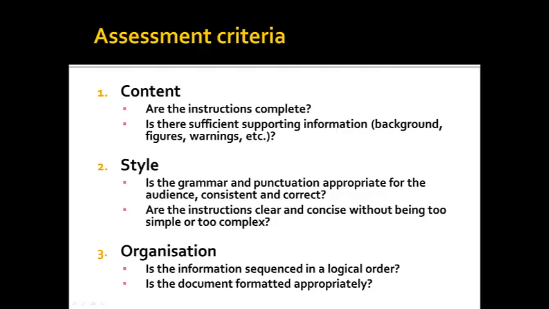And by supporting information, we mean things like background, figures, that they're appropriate, the warnings are right and sufficient, and so on. In terms of style, we're looking at grammar and punctuation and making sure that they're appropriate, the text is appropriate for the audience and that it's consistent and correct. And that's something that you can do with proofreading, go through and make sure that it flows really well. And we're looking to see that the instructions are clear and concise without being too simple or too complex. So by being too simple, you might miss some information, but by being too complex, readers just get confused. So we're looking to see that you've found that nice middle ground.